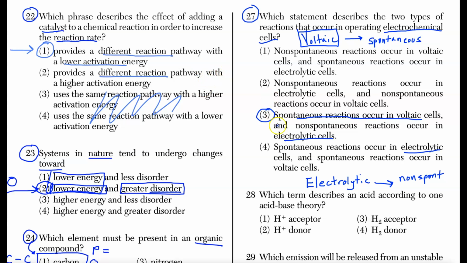On to 28. Which term describes an acid according to one acid-base theory? Now, if they're not going to name the other acid theory, it's normally going to be the Brønsted-Lowry definition. What counts as an acid is an H+ donor, and a base is an H+ acceptor. Case in point, if I have NH3, we know it's a base. It's listed for you in Table L, all right? It's listed as a base, yet it doesn't have a hydroxide.